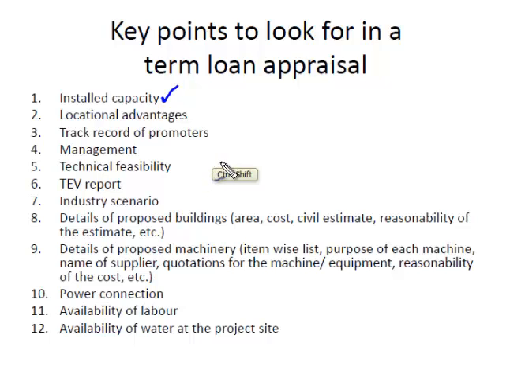Installed capacity is the maximum capacity that the particular unit can manufacture. For example, if you have a power plant, it's measured in megawatts, right? This could be say a small plant like a 10 megawatts, right?